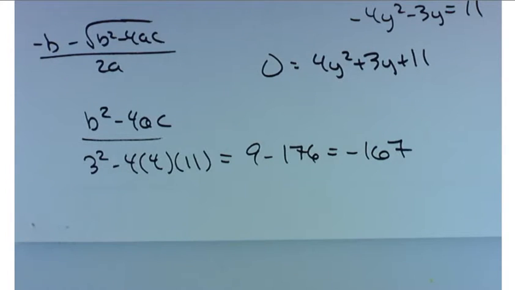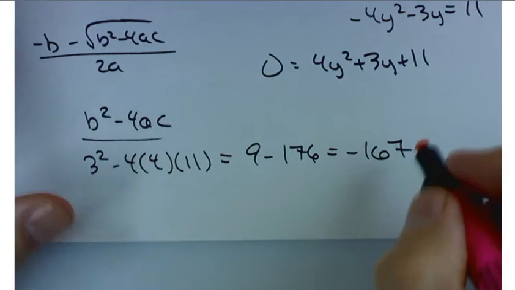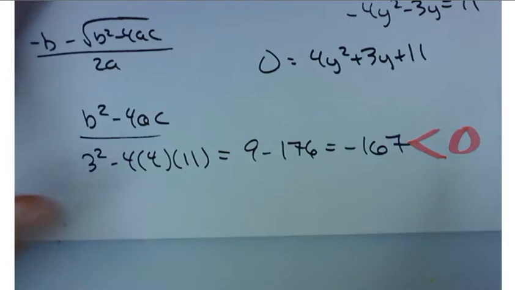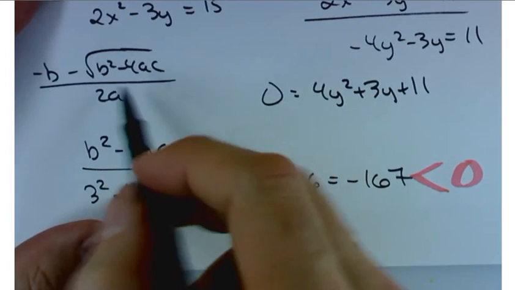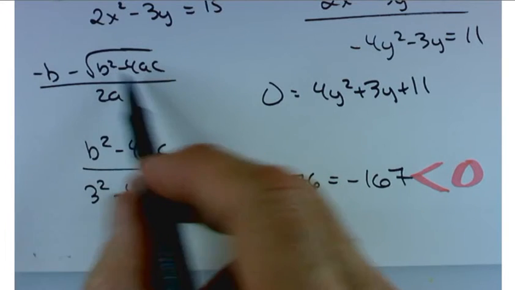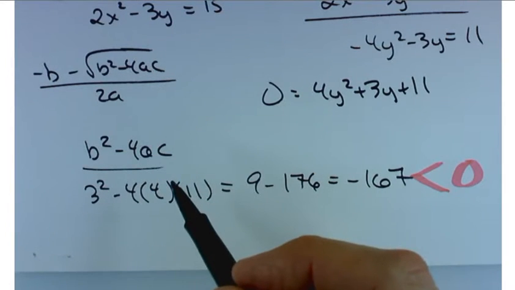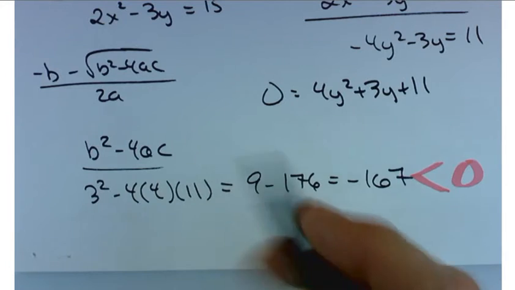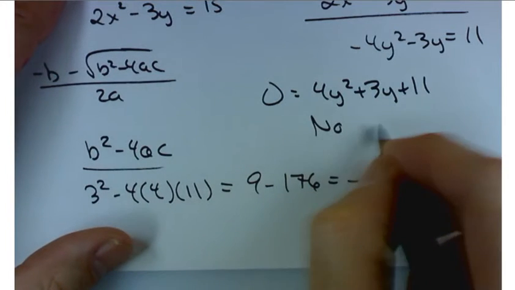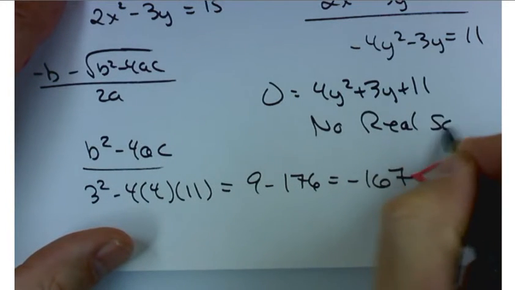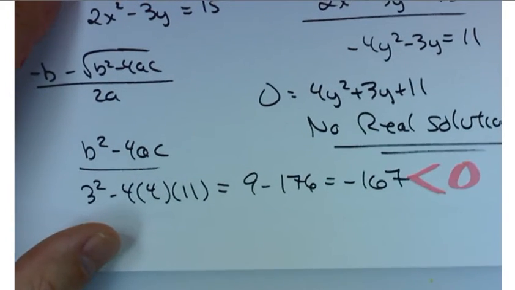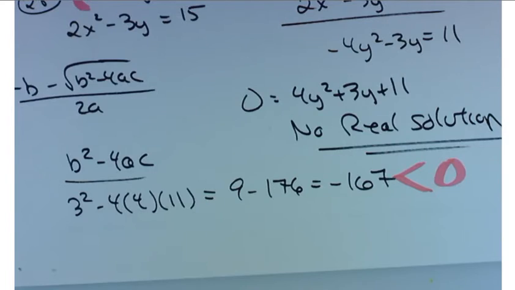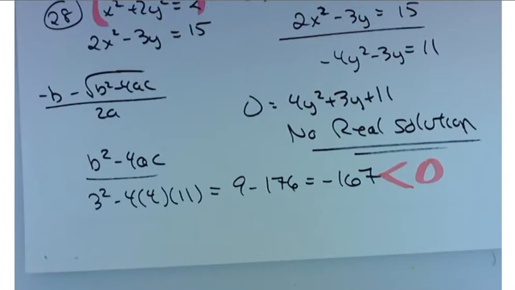But what's the important observation about this? The important observation is that that's less than 0. Why is it important? If that's less than 0 underneath the root, yeah, you've got imaginary solutions. So no real solution. So that's as far as we need to go. There's no real solution. We're not going to work with imaginary solutions here.